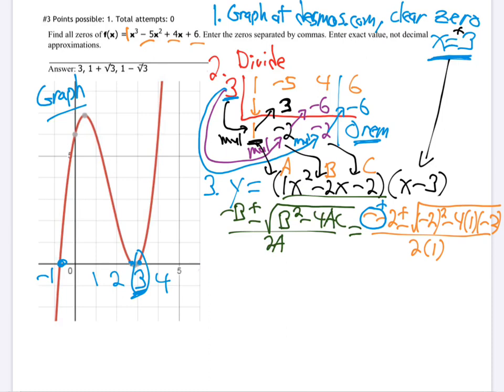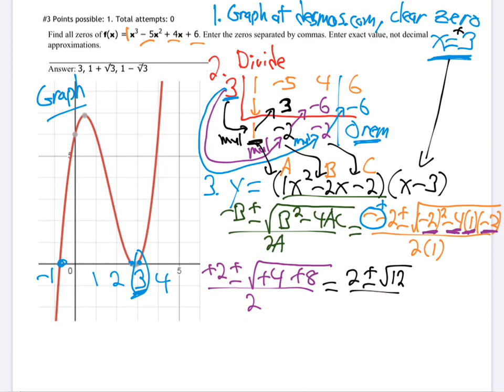Let me change the color so it's clear. So positive 2 plus or minus the square root of -2 squared, which is positive 4. Minus 4 times plus 1 times minus 2. Remember, count the minus signs. 2 negatives, it's plus 8, isn't it? All over 2. So that is 2 plus or minus root 12 all over 2.